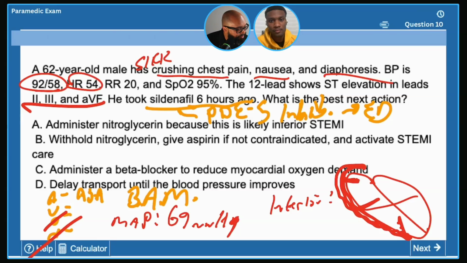So find me an answer. B. We're going to go B. Let's see. Withhold nitro, give aspirin. Okay. Yeah, I like that. So just like that, that's going to be our treatment there.